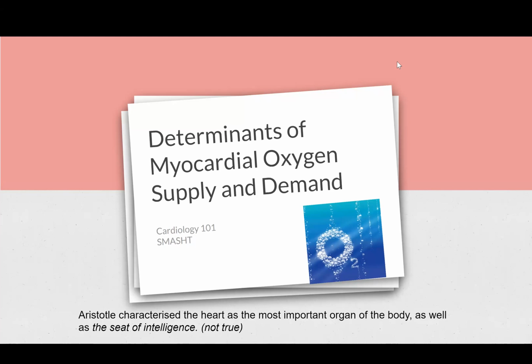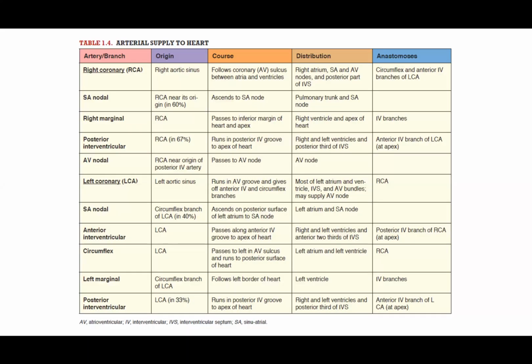Today I'll be talking about the determinants of myocardial oxygen supply and demand. Firstly, I'll give a quick overview of the anatomy of the coronary blood supply. The coronary arteries are the first branches of the aorta and supply the myocardium and epicardium.